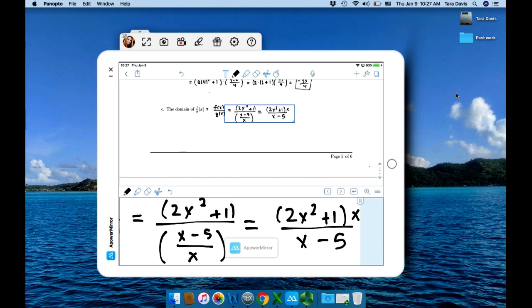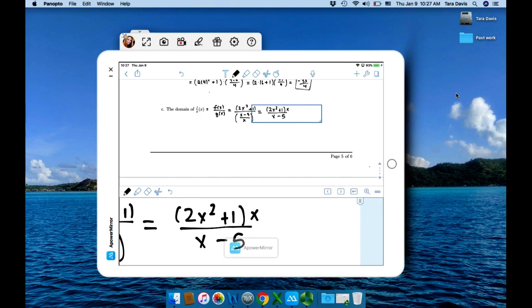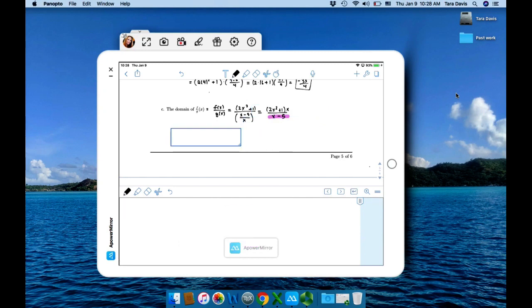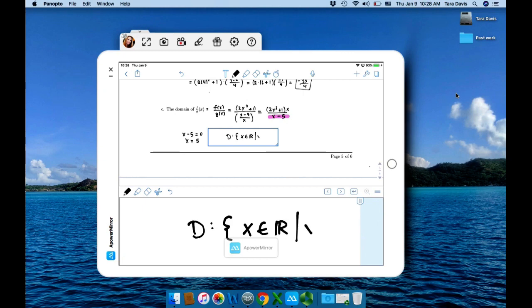And remember, what we're trying to find is the domain. So we should look on the denominator and make it not be 0. So the only value for which this expression will be undefined is when x minus 5 equals 0, or in other words, adding 5 to both sides, when x is 5. So the domain is the set of all x in the real numbers such that x does not equal 5, okay? So that's the domain.